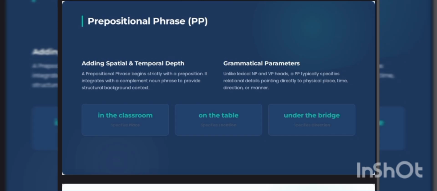Next is the prepositional phrase. A prepositional phrase begins with a preposition and usually includes a noun phrase. These phrases provide information about location, time, direction, manner, or relationship. For example, in the classroom, on the table, under the bridge. Let's look at a sentence. The students are in the classroom. The prepositional phrase tells us where the students are located. Similarly, the book is on the table. The phrase identifies the location of the book. Prepositional phrases help create more detailed and precise descriptions.